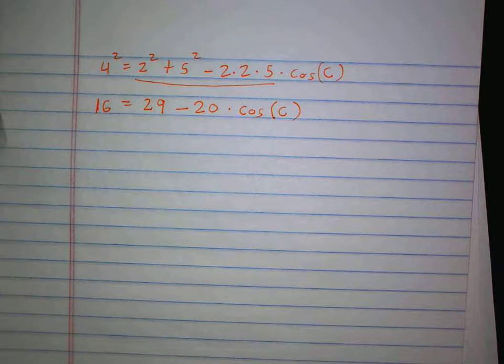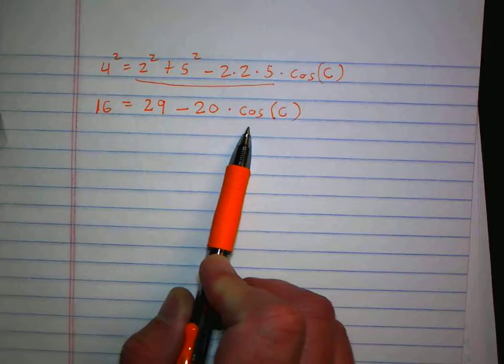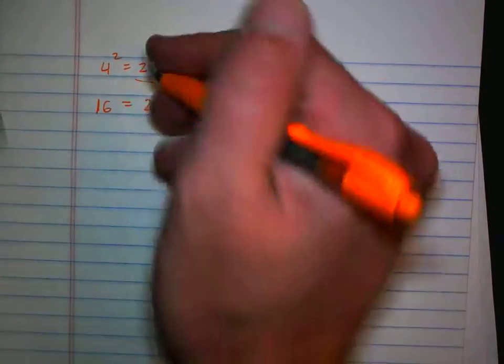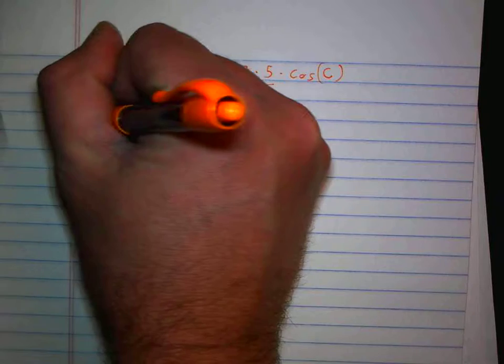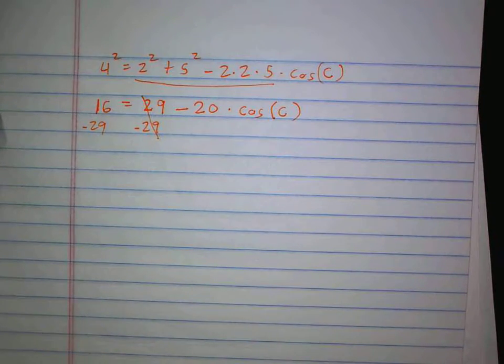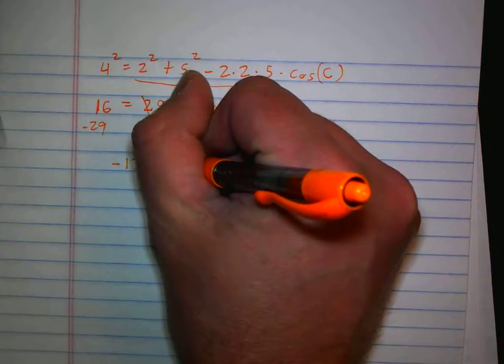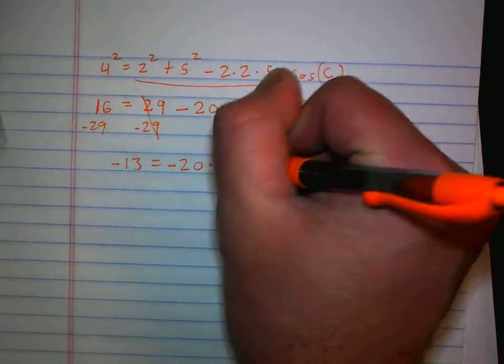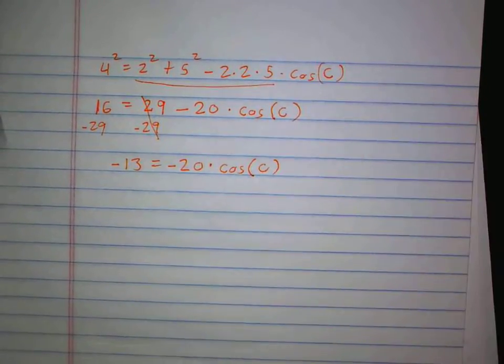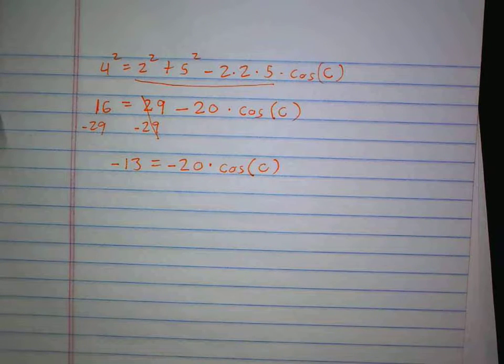Okay, my goal is to get cosine of C by itself. I'm going to subtract 29 from both sides first. 13 equals negative 20 times cosine of C, is what I have now. Sorry, my C looks like a 0. And then I have negative 20 times cosine of C, so let's divide both sides by negative 20.